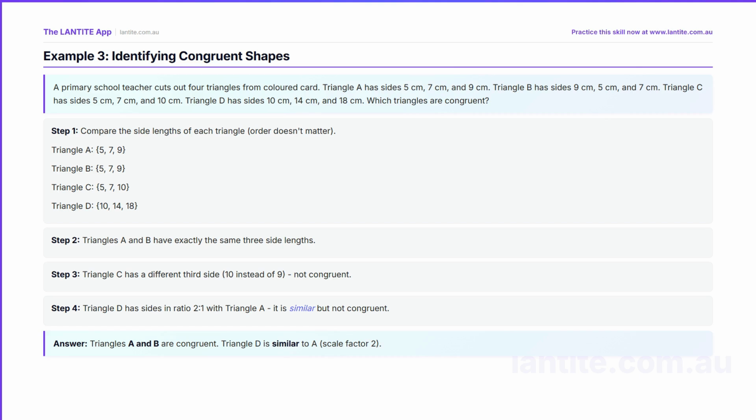The order does not matter because the triangle could be rotated or flipped. Triangles A and B both have sides 5, 7, and 9, so they are congruent. Triangle C has a 10 instead of a 9, so it is not congruent to A or B. Triangle D is interesting because its sides are exactly double those of triangle A. That means D is similar to A with a scale factor of 2, but not congruent because it is a different size.